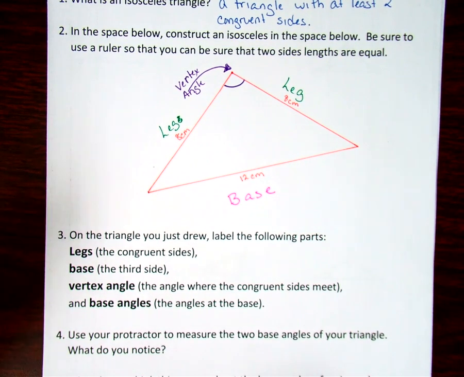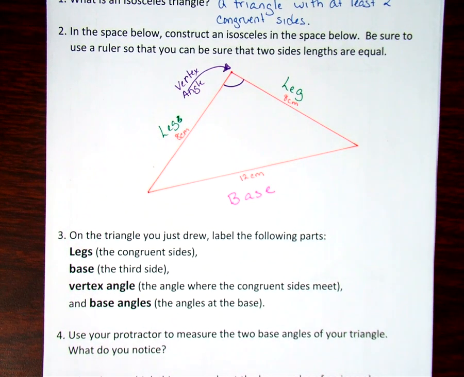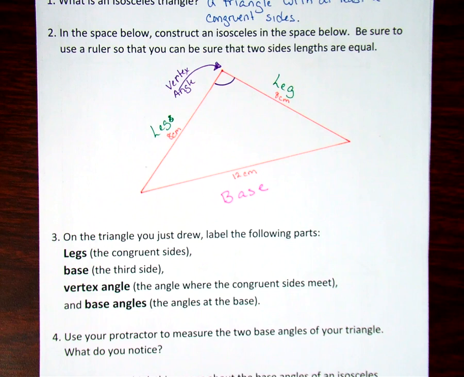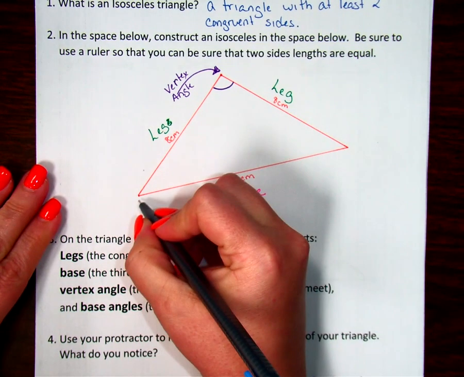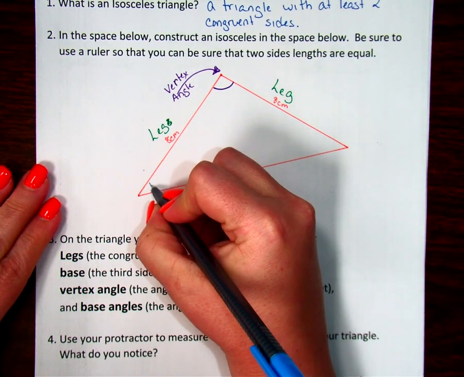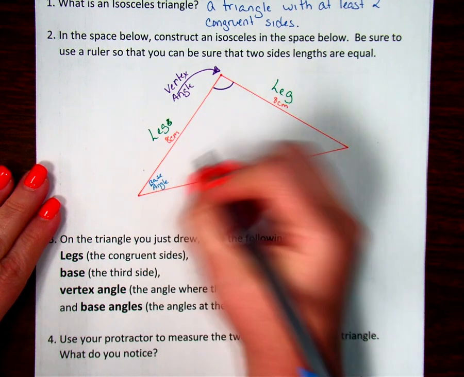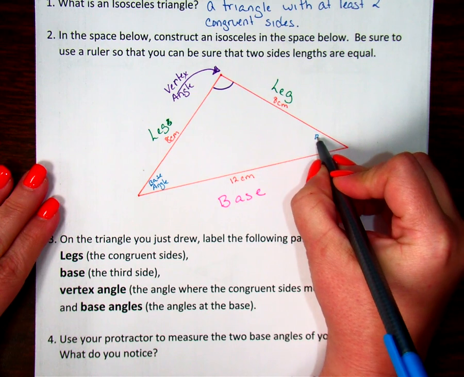All right, and then the next thing we're going to label are my base angles, and those are the angles that are on either side of the base. So this down here was my base. So that means I'm going to have one base angle right here. And I'm going to have another base angle right here.